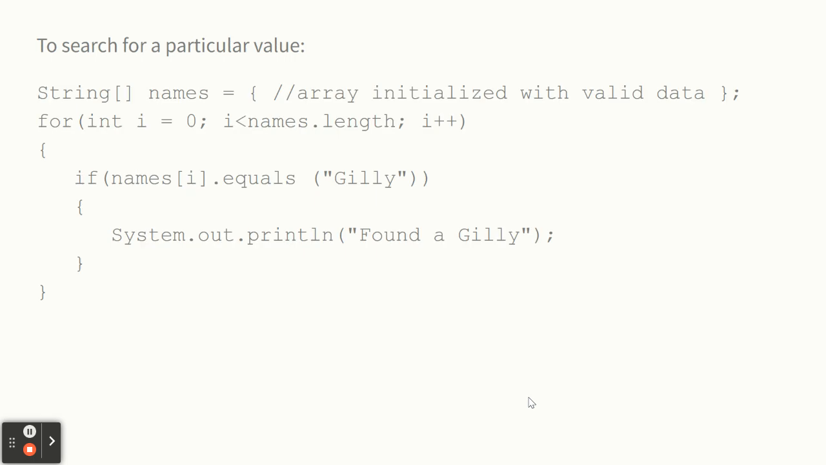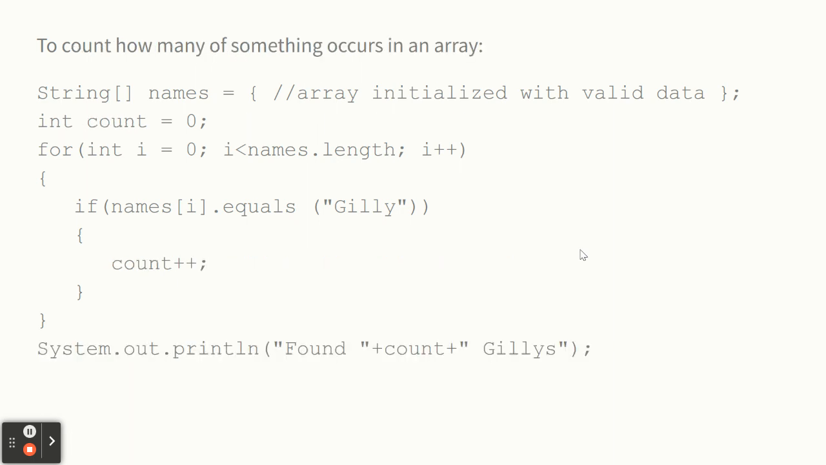So listen, I'm showing you some examples. So everybody look up here. Here's one where we're looking for a particular value. I'm looking for my dog's name, as a matter of fact. So string array called names, and then I put a comment there. Just assume I initialized it with valid data. It could have been a loop with a scanner, and somebody's typing a bunch of words in. And then we go through the whole thing, and we say, hey, if the current one equals Gilly, we say found a Gilly. It's kind of silly, but here we are going through. We're traversing an array looking for a particular value.